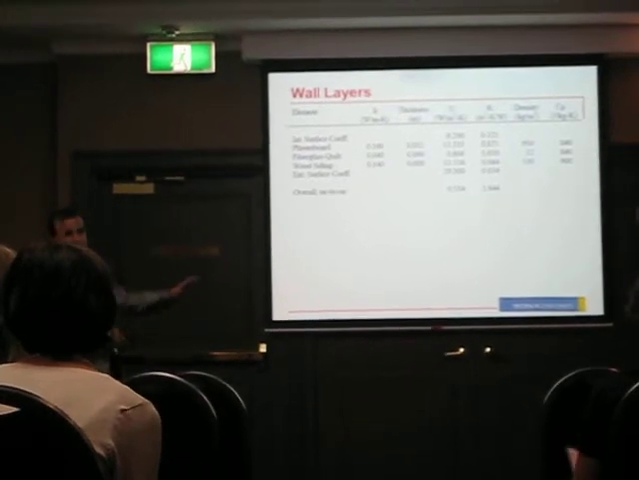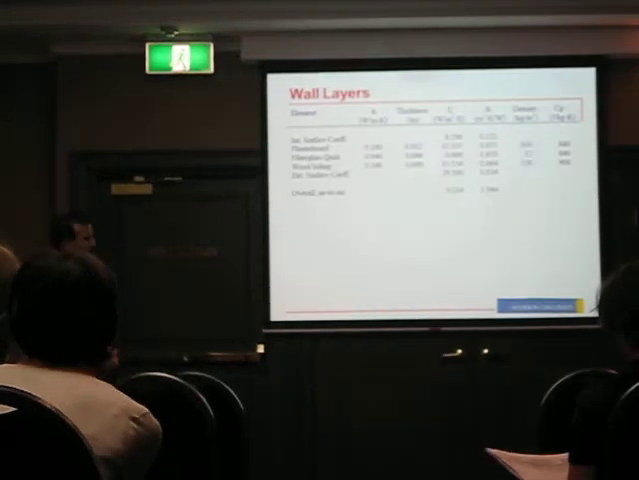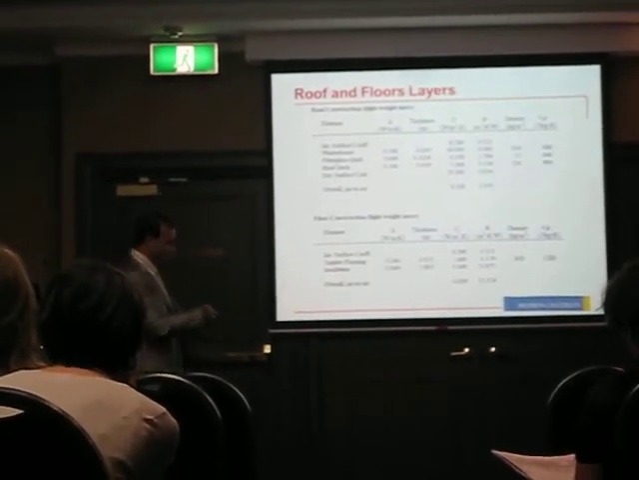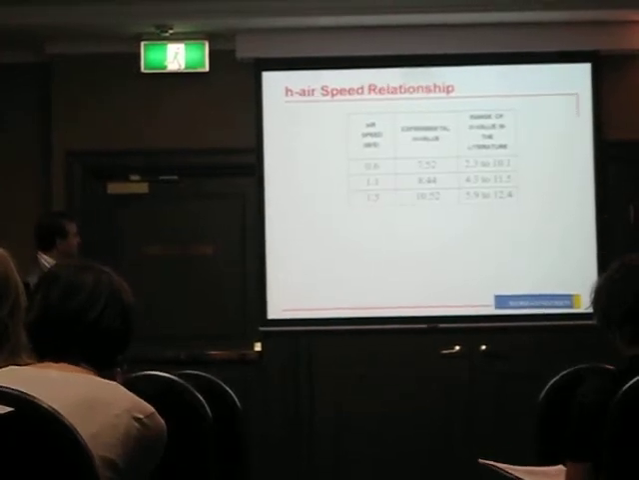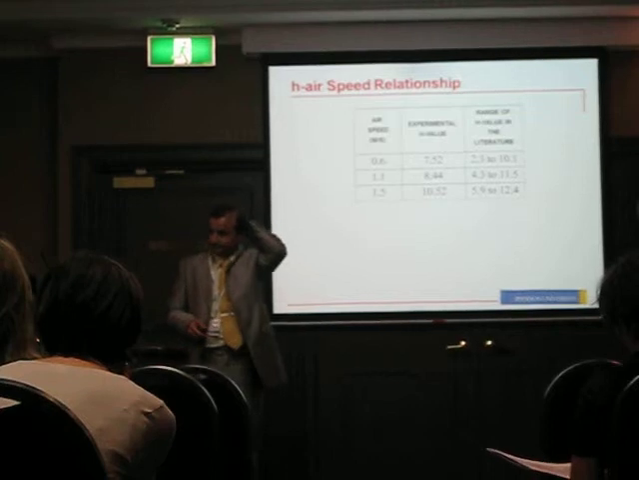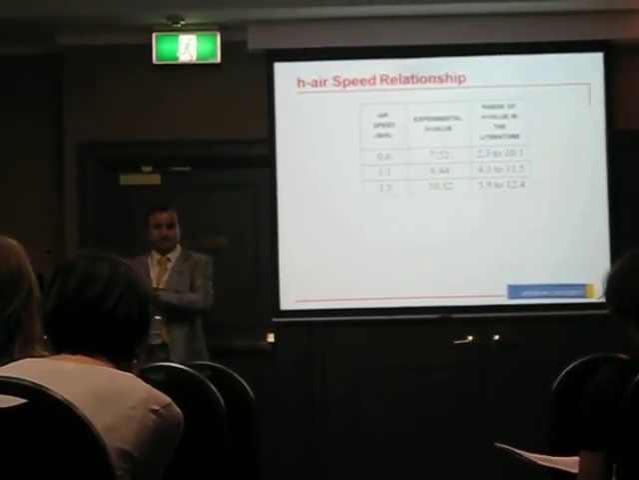So again, whatever it is fixed. I'm just changing the H value. And again, roof and floor layers is all given to the TRNSYS. And the question right now is, what is the H value range?